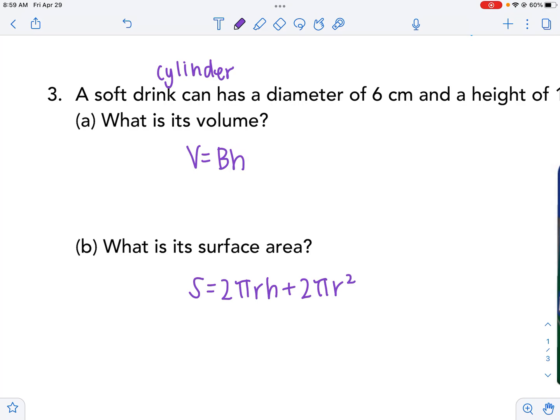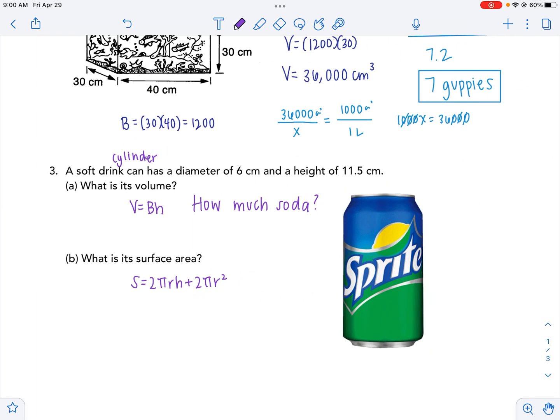Now, I don't actually want to solve this one, but I do want to talk about what are some different options that they could say. Instead of volume, they could say how much soda. They could say how much liquid could we fit in this can, right? They wouldn't say volume, but they might say how much soda can we fit in this can? How much liquid can we fit in this can? Like how much soda does this container contain? And all of that would be volume.